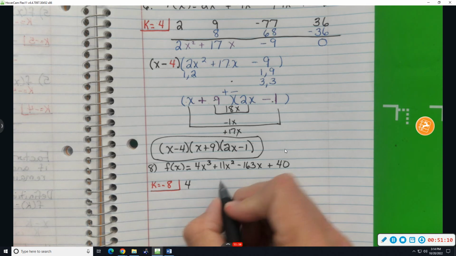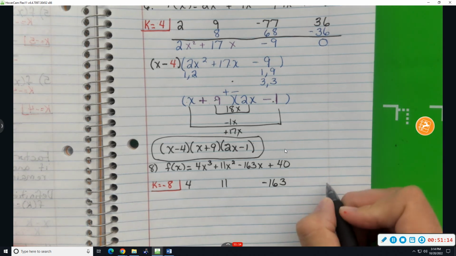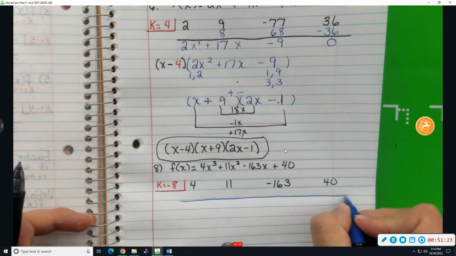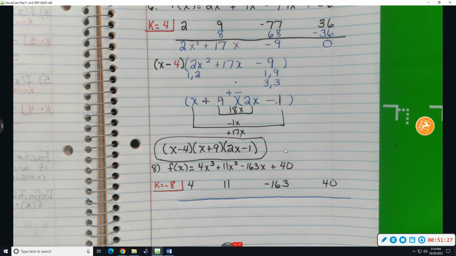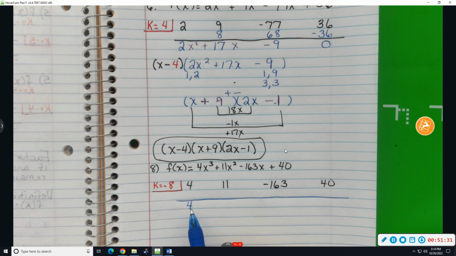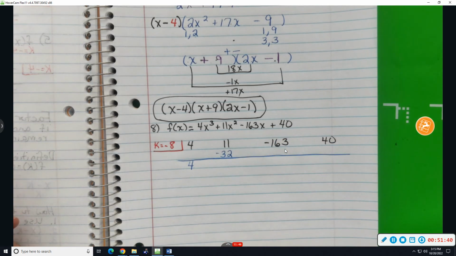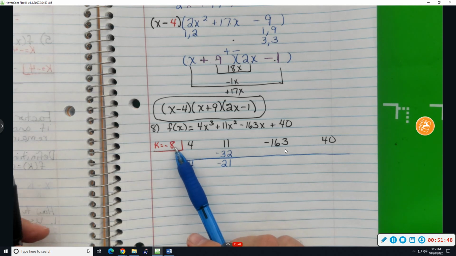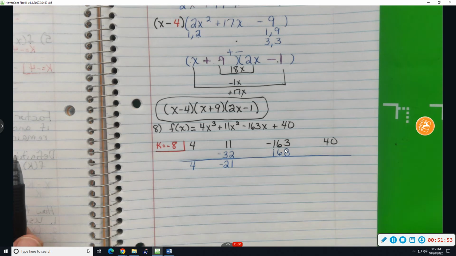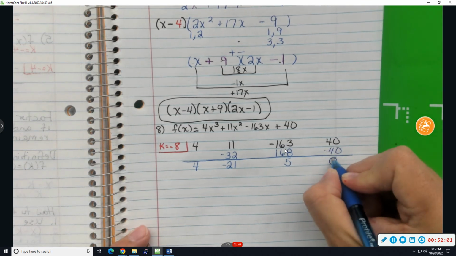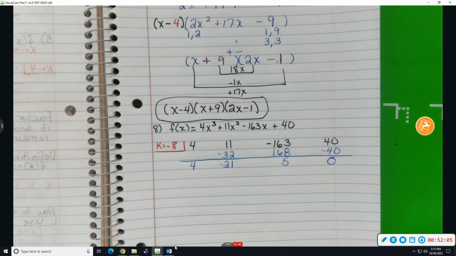So let me see. 4, 11, negative 163, and 40. So I will carry down the 4. Negative 32. 4 times negative 8 is negative 32. 11 minus 32 is negative 21. Negative 21 times negative 8 is going to be a positive 168. Then 5 times negative 8 is negative 40, so that would be 0. And it better be 0, because we were told negative 8 is a 0. Something is a 0 means that this last number is 0.